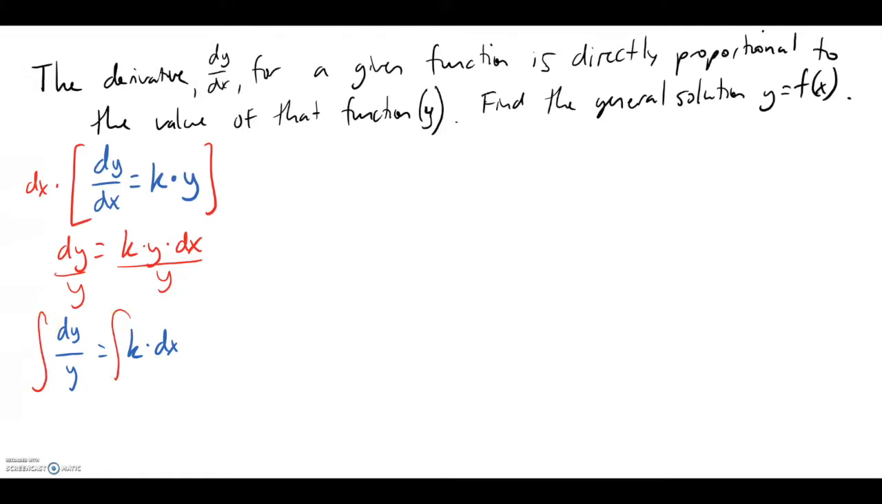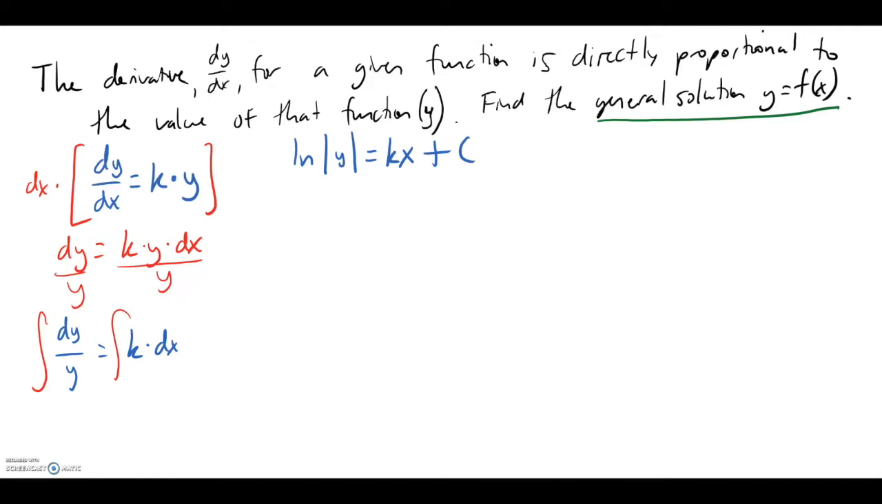Step 2, antiderivative of both sides. For the left side, the antiderivative of dy over y, well, that's our natural log of the absolute value of y, equals the antiderivative of k times dx. Well, the antiderivative of any constant is just that constant times the variable, and then we'll put our plus c on this side. And now, finding the general solution y equals f of x, we need to solve for y.